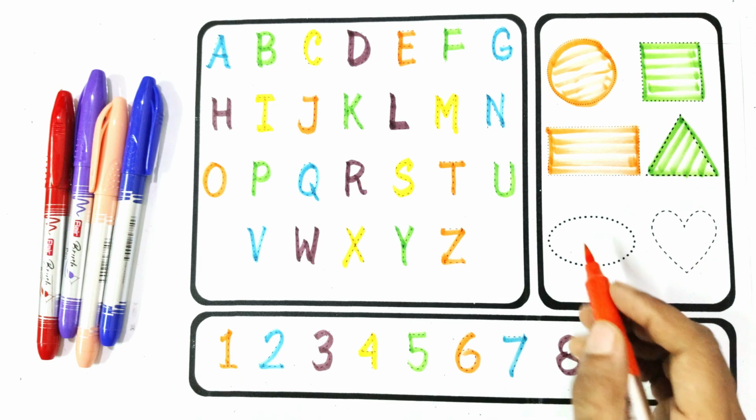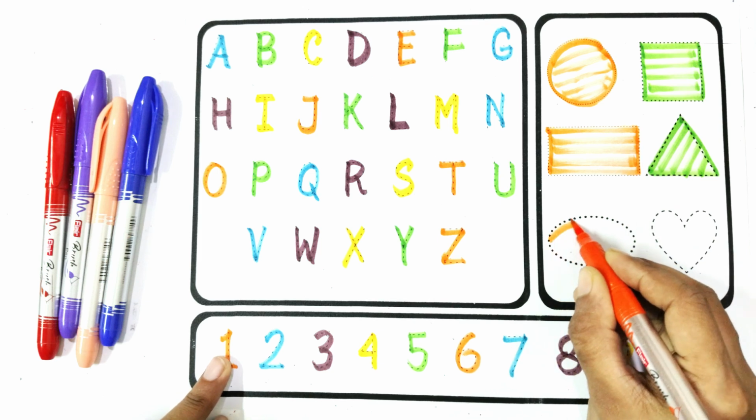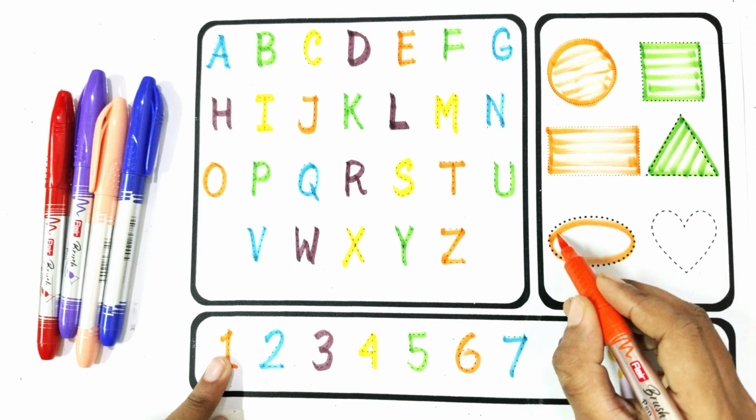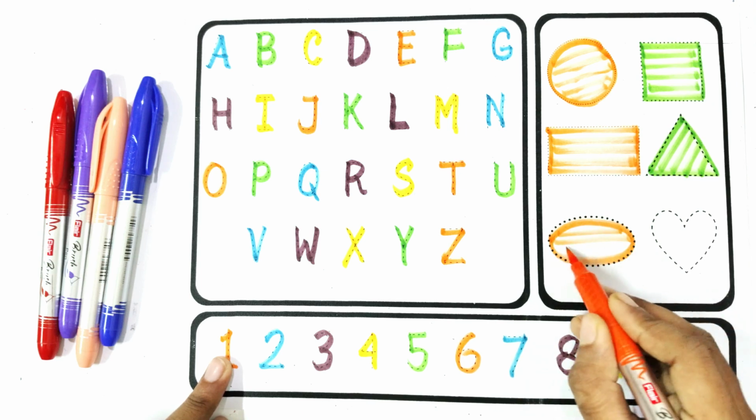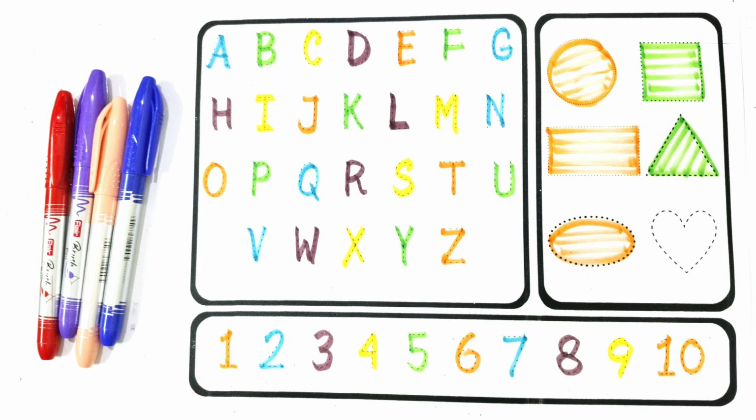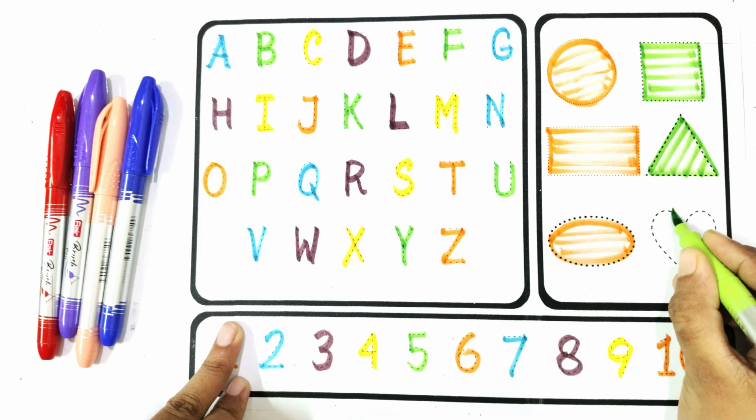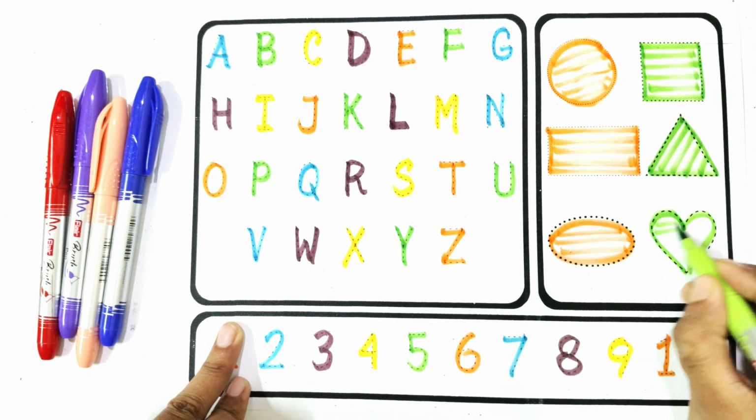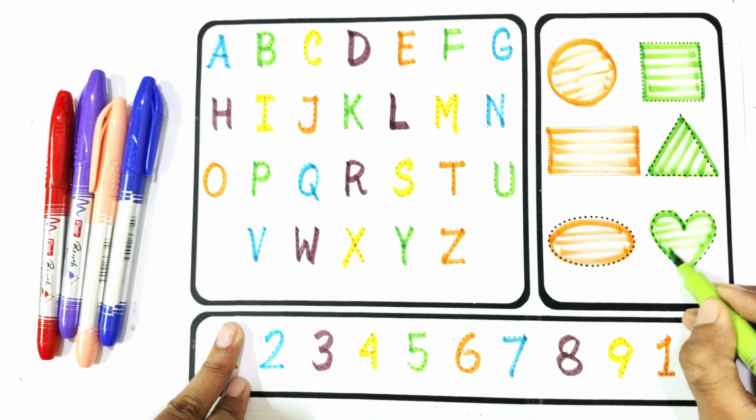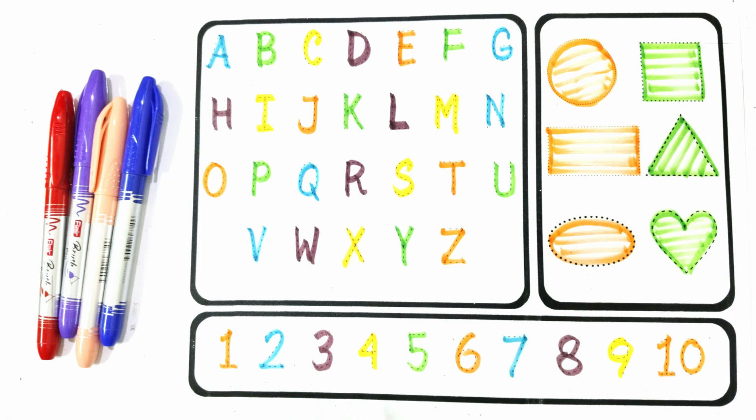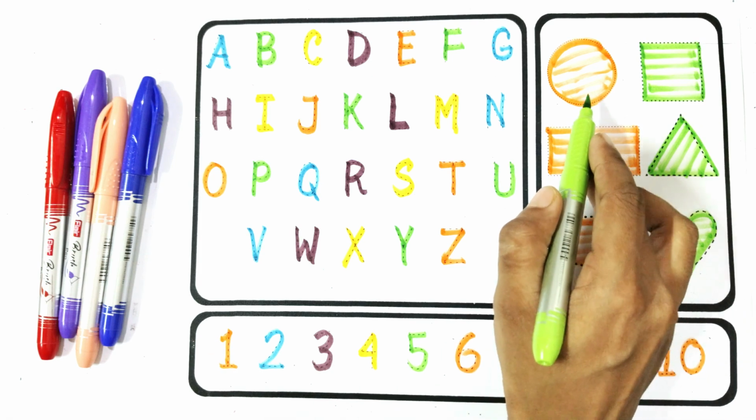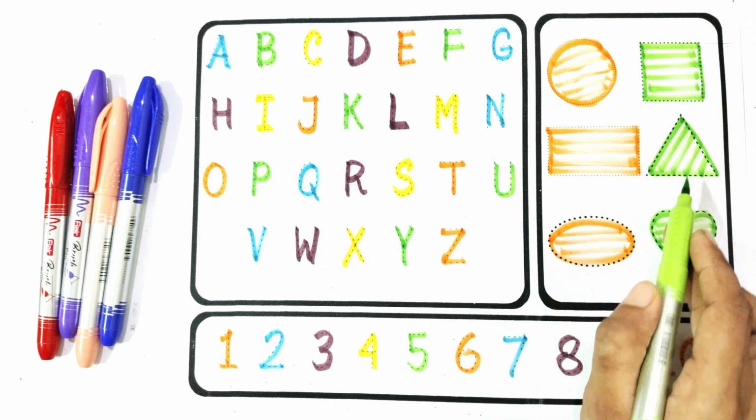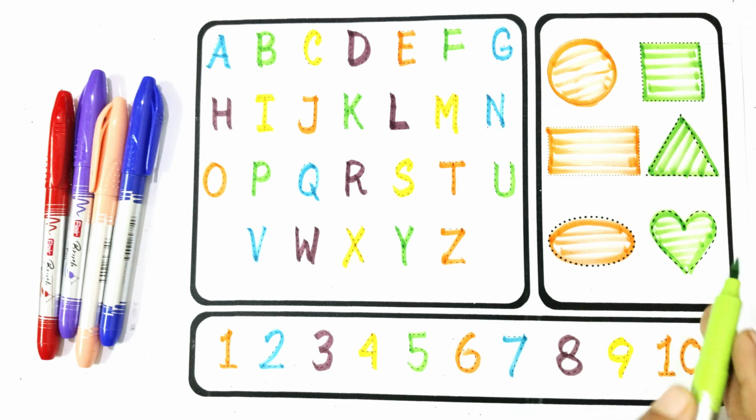Say with me the name of shape: oval. Draw with me oval. Again say with me oval. Say with me the name of shape: heart. Again say with me heart. Again say with me shape name: circle, square, rectangle, triangle, oval, heart shape.